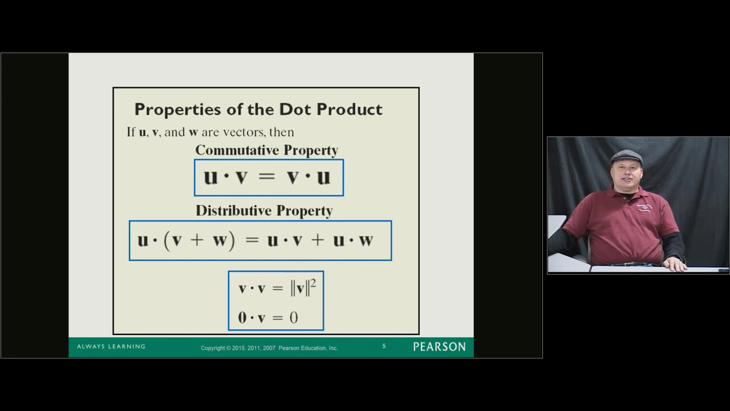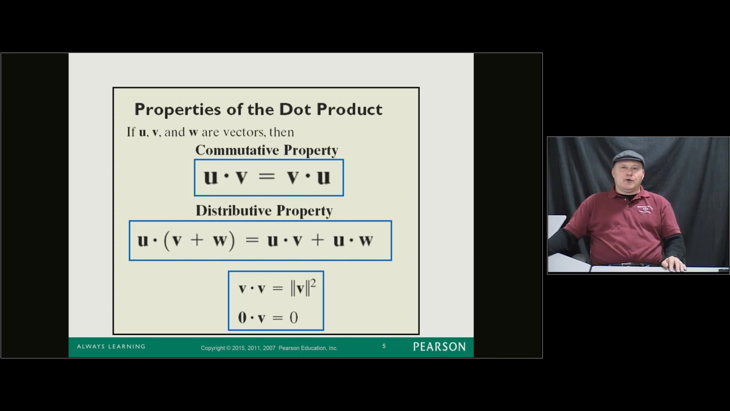And then what I just talked about a while ago, if you square the magnitude, that is equal to the dot product of V times V. Or if you want to use W's instead, that's fine too. W dot product applied to W is going to be the magnitude of W squared. So it doesn't matter what the name of the vector is. And then the zero vector dotted with V is 0, which is very easily proven.